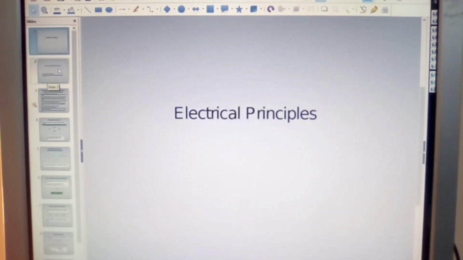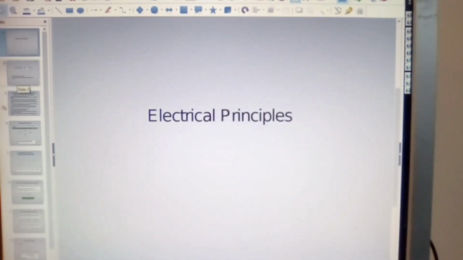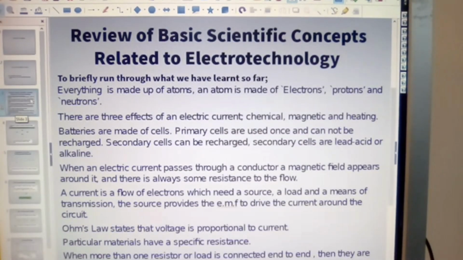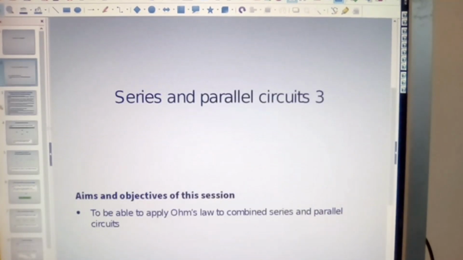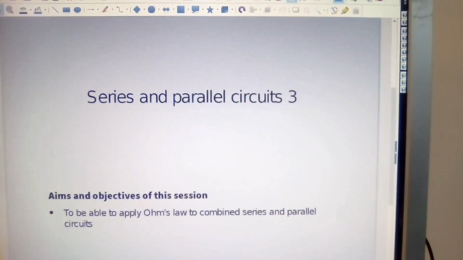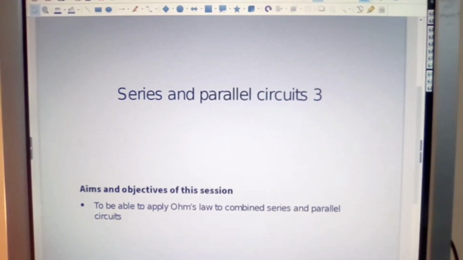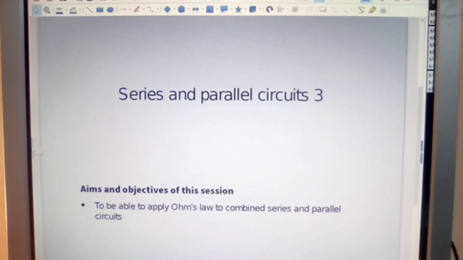So we're continuing with electrical principles, okay? And we are looking at parallel circuits part 3. I call it part 3, okay? One second. There we are, okay. Yes, let's get on with it now, okay.